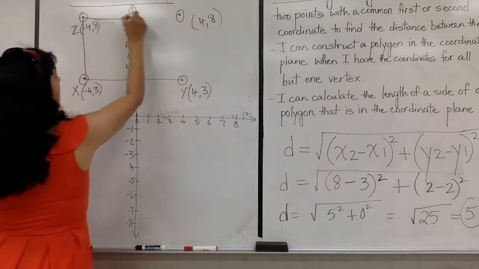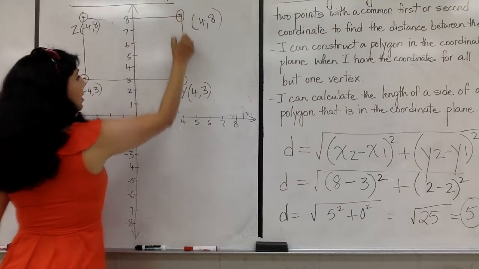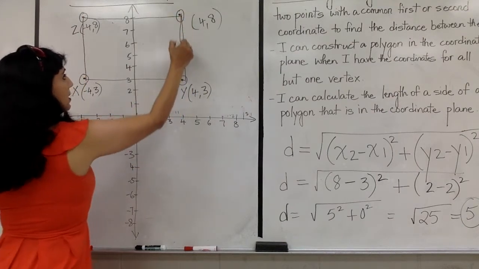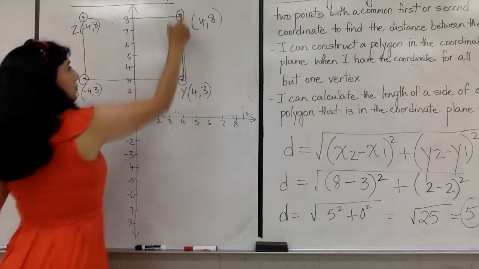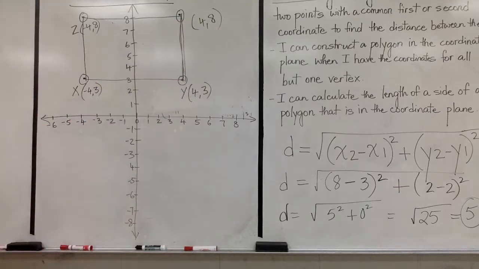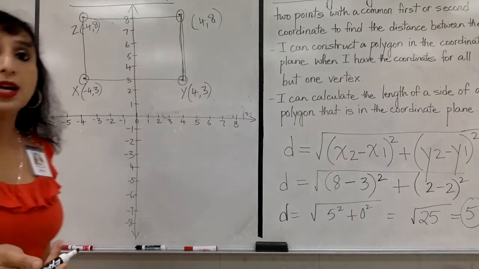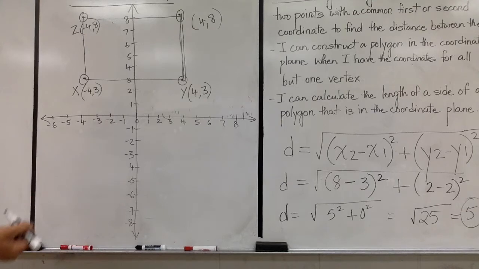Okay, so that's how you would answer it. And see, now I have my rectangle. Okay, I have my rectangle. So that's pretty easy how you find the missing value.